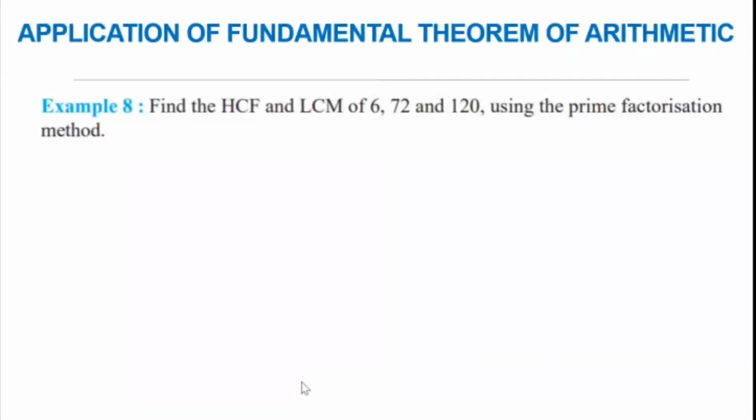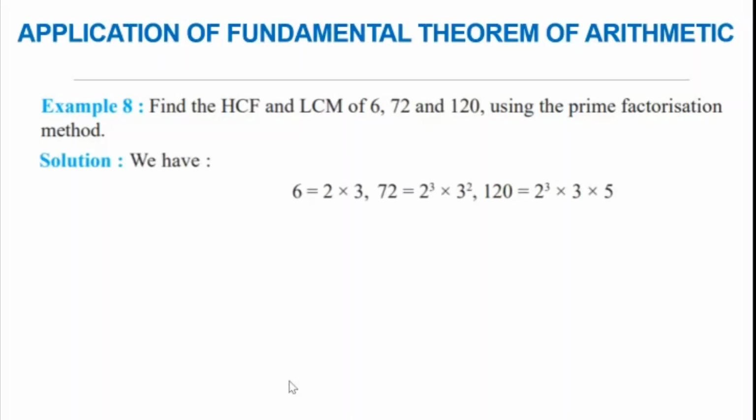Let's take an example from your book. Find the HCF and LCM of 6, 72 and 120 using the prime factorization method. Now, I know how to do the prime factorization. 6 can be written as 2 into 3. 72 can be written as 8 into 9, that means 2 into 2 into 2 into 3 into 3, that means 2 cube into 3 square. 120 likewise can be written as 8 into 15, so 2 cube into 3 into 5.